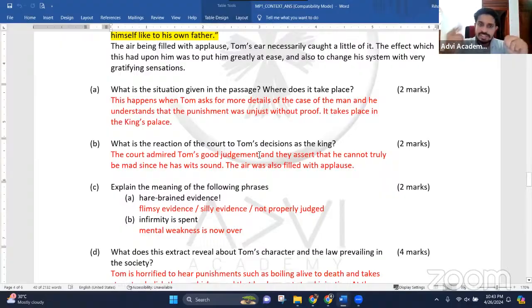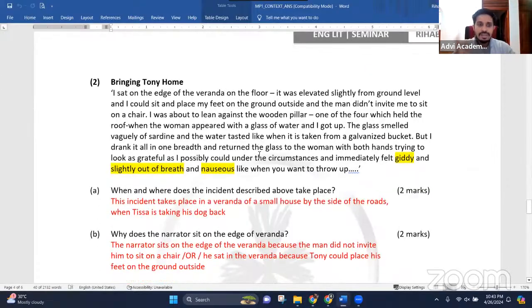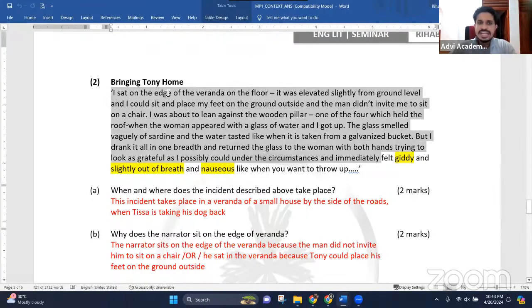It's 2 marks, 2 marks. Out of 10, that's 4 marks, right? We're not asking you to write paragraphs about the themes or what is happening and all of that. Take the answer to the question directly from the novel. For those of you who don't even know what Bringing Tony Home is, if you read this paragraph itself: I sat on the edge of the veranda on the floor. It was elevated slightly from ground level. I could sit and place my feet on the ground outside.